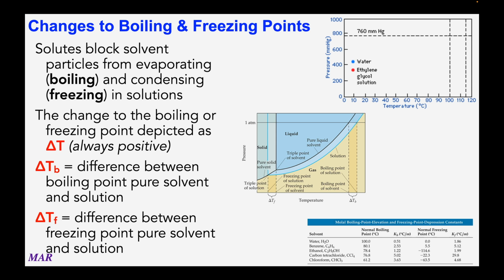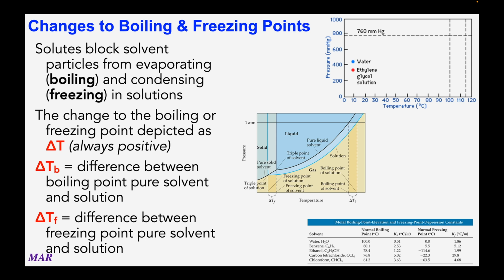First, just some definitions. Boiling is where the solvent begins to go from the liquid to the gas phase. And condensing or freezing is where the solvent, which is a liquid, will start to go into the solid phase. So boiling and freezing. As you put solute in a solvent to make a solution, we're going to see that the boiling and freezing points will change. And they're changing by an amount delta T. And delta T is the difference between the boiling point of the solution and the boiling point of the pure solvent. Or if it was for freezing, it would be the difference between the freezing point of the solution versus the freezing point of the solvent.